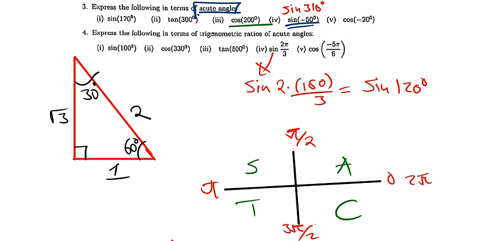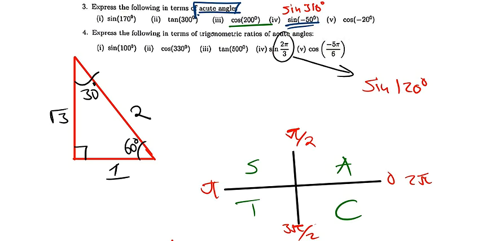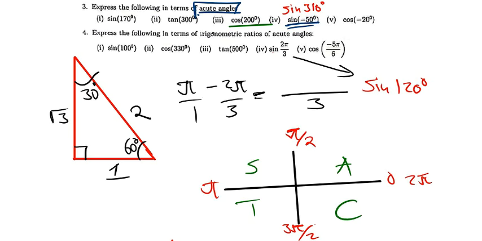Okay, so sine 120 is in which quadrant? It's in the second quadrant. 2 pi over 3, or 2 thirds, is less than a pi, so we can subtract from pi. Common denominator 3: 3 pi minus 2 pi is going to give us pi over 3.